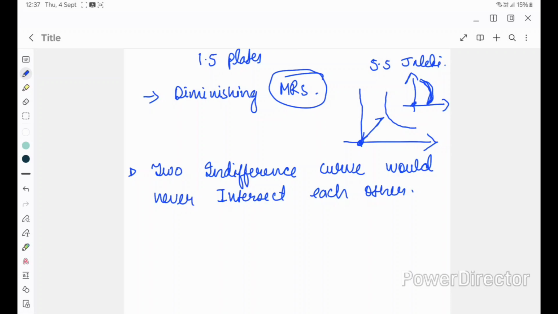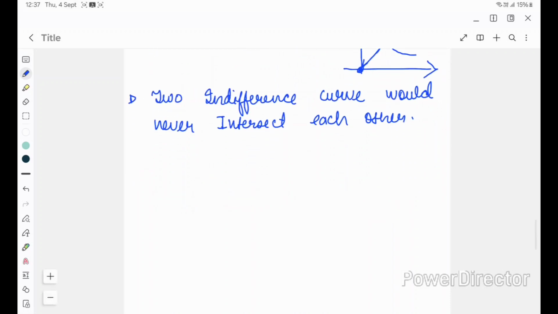Now, why can two indifference curves not intersect each other? Because, say this indifference curve and a higher indifference curve, which has a greater level of combinations, is also touching the lower indifference curve. IC and IC1 are intersecting at point A with each other. Now this would mean that this point on IC1 and this point on IC are giving the same amount of satisfaction.